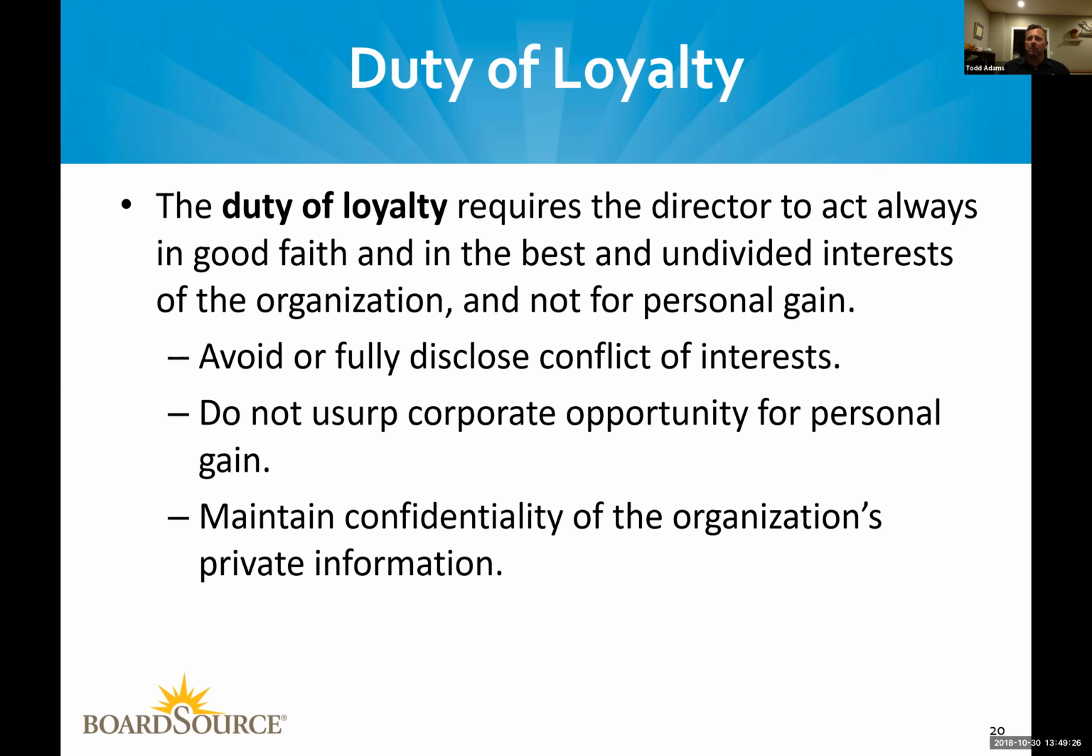So avoiding conflicts of interest, maybe it is, let's go back to the homeless shelter again. We built a building, we have a parking lot, it's time to reseal the parking lot. I'm a board member, my nephew owns an asphalt company. I want him to bid on the project. I need to disclose that, Brandon Wilson Paving Inc. is my nephew, and I need to excuse myself not only from the decision, but I should also excuse myself from the room.